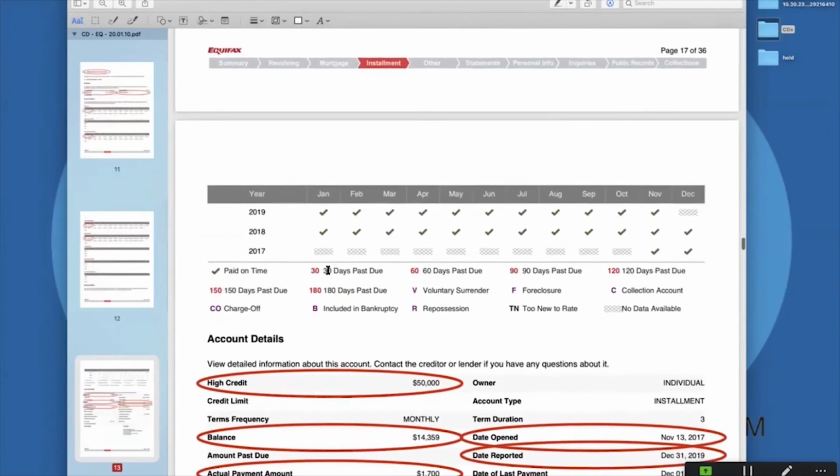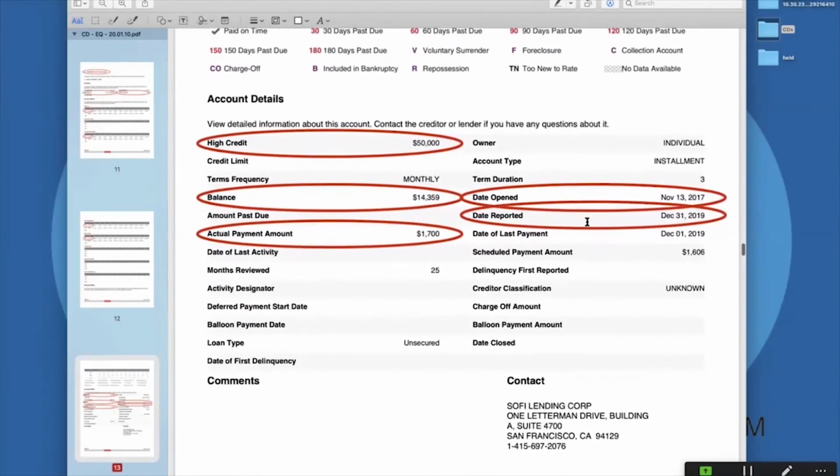So we get into the payment history, and this loan was engaged in November of 2017, and it's been paid on time, etc. Let's look at the account details for an installment loan. Again, there's the installment loan indicator. It's owned individually by this borrower. The high credit was $50,000, and high credit is the highest amount that was given to the borrower. Monthly terms, current balance, actual payment amount versus the scheduled payment amount.